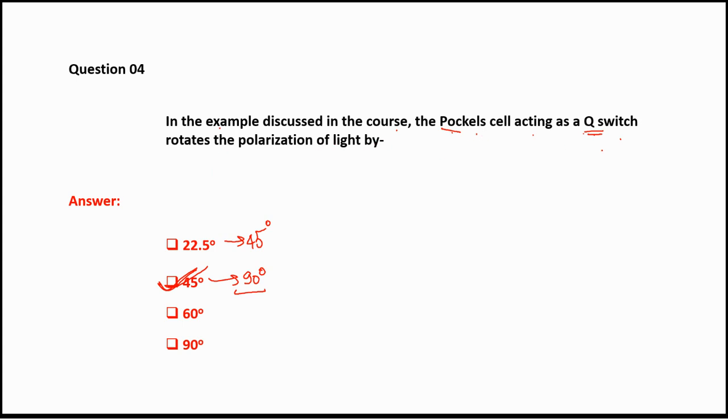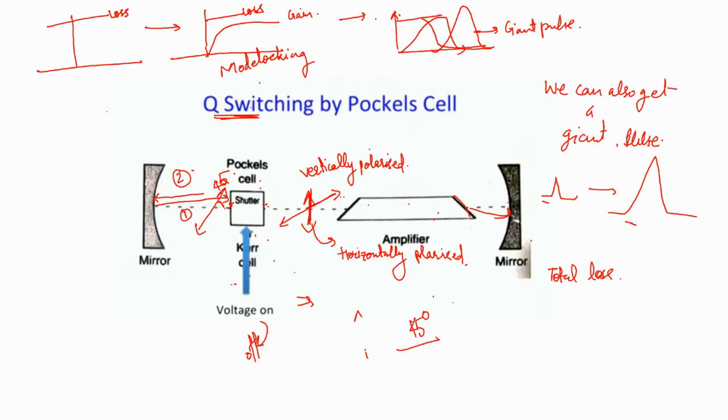So in the example discussed in the course, the Pockels cell acting as a Q switch rotates the polarization by 90 degrees. Now here one more thing to discuss: suppose we give a pulse of light to the source and it passes through this Q switch and our arrangement. What we get at last is a giant pulse.